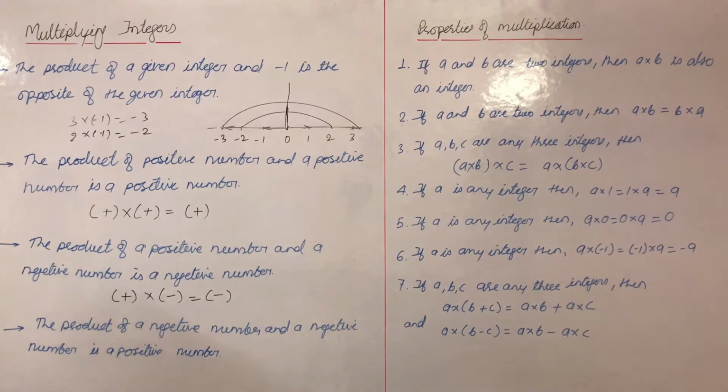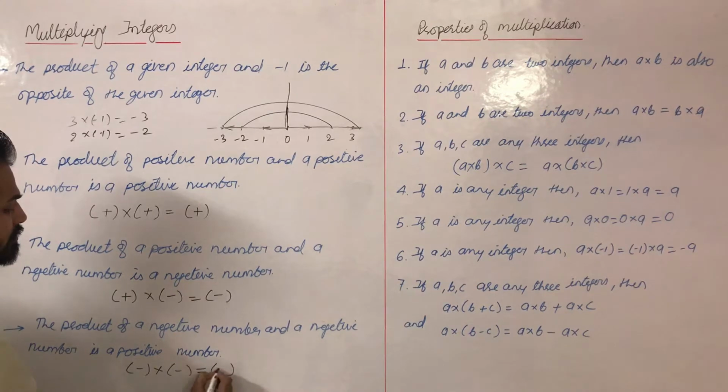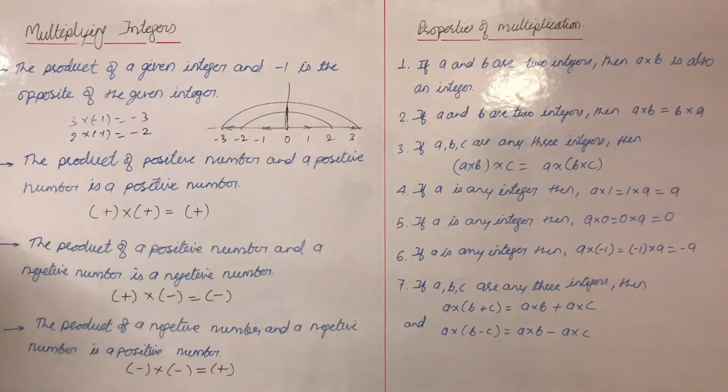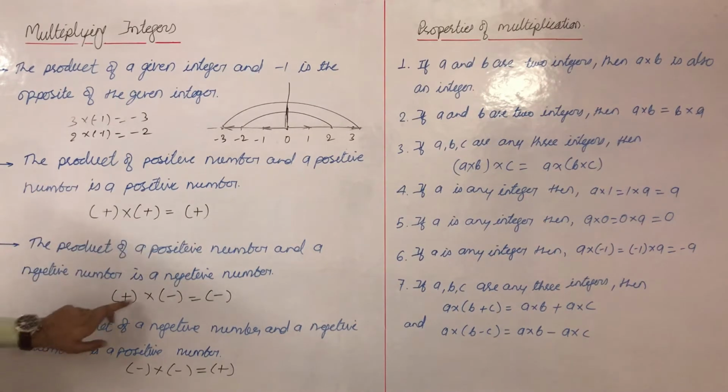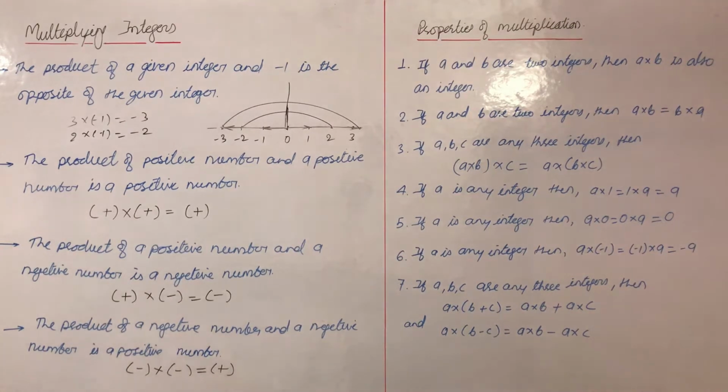Then the product of a negative number and a negative number is a positive number. So plus plus is plus, plus minus or minus plus is minus, and minus minus is also plus. Next, properties of multiplication.